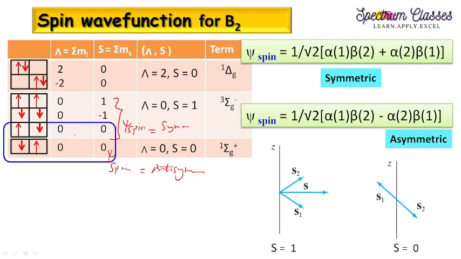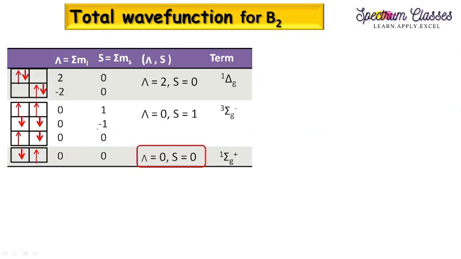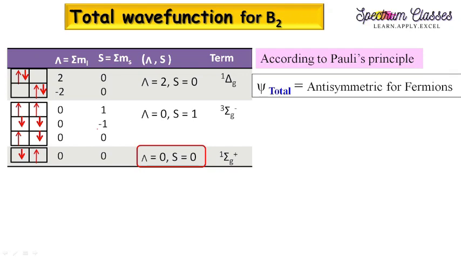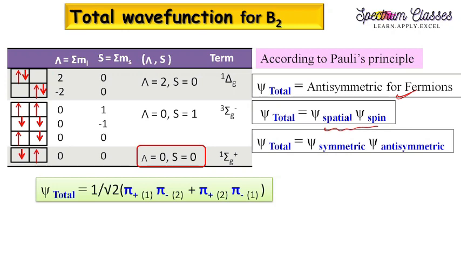Right. So what do you understand with this? I am going to tell you in the next slide. Here you can see, according to Pauli's exclusion principle, psi total must be antisymmetric for fermions. Psi total is equal to the multiplication of psi spatial and psi spin. So either of the two must be symmetric and the other one must be antisymmetric. This is the condition actually.